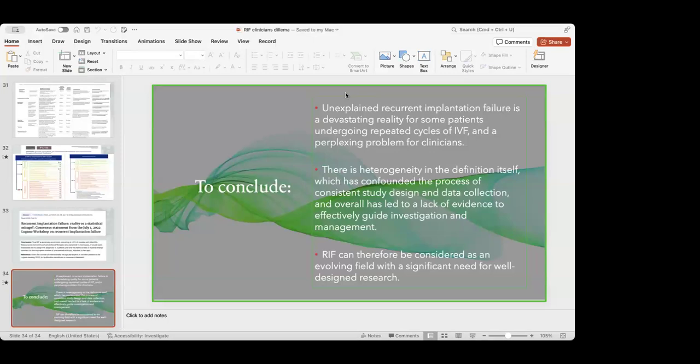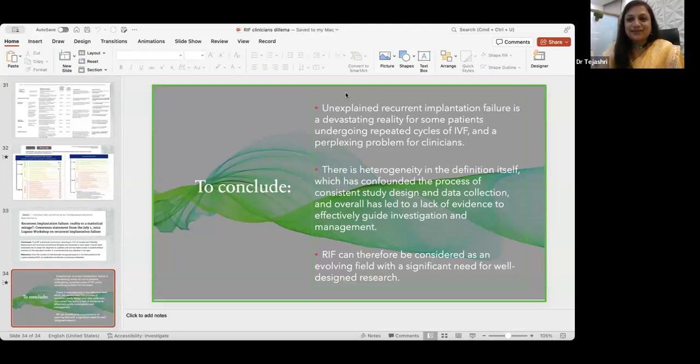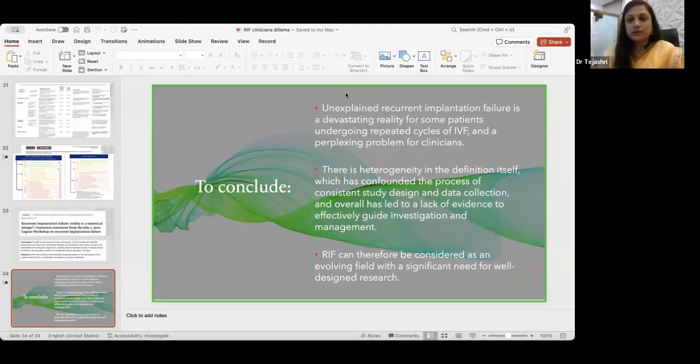Ma'am, she wants to know the dose of HCQ you are using. Who spoke just now, ma'am? Tejashri. Yeah, the dose of HCQ somebody is asking. It's 200 twice a day that we use. And we use it daily, not for RIF but in regular RPL, where the patient has recurrent early pregnancy losses, that's where we use it.